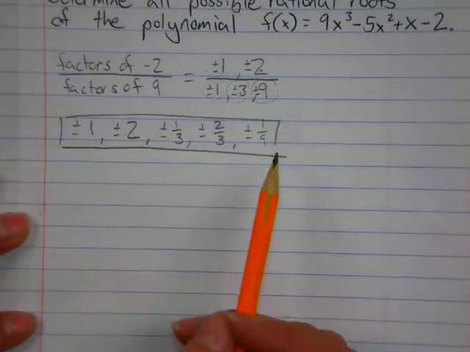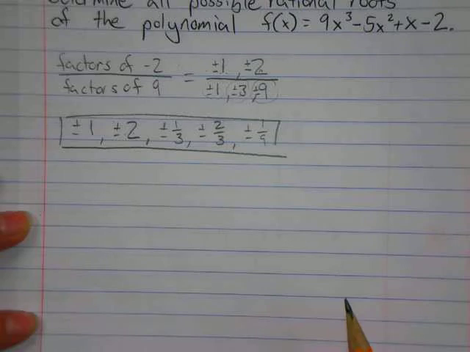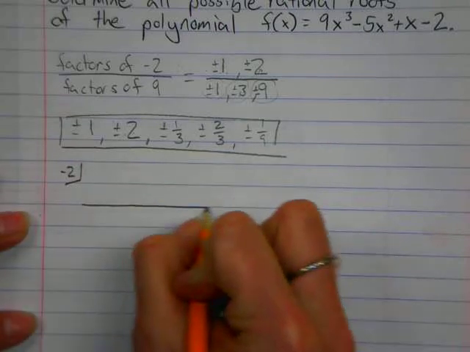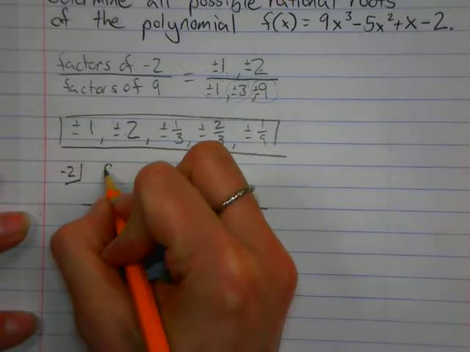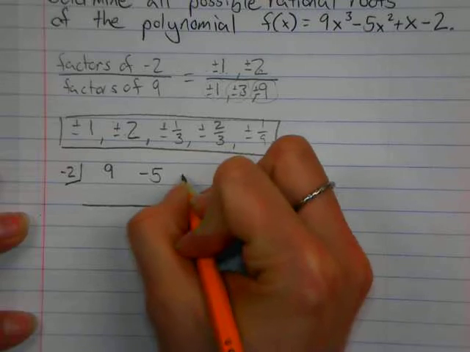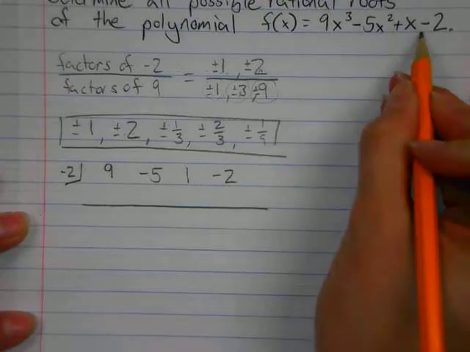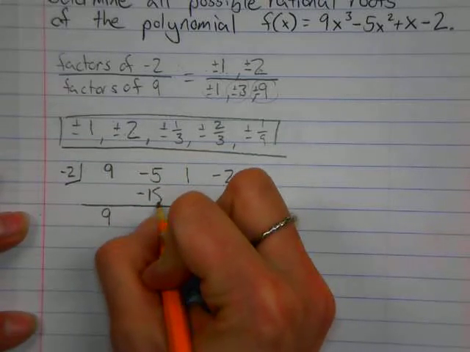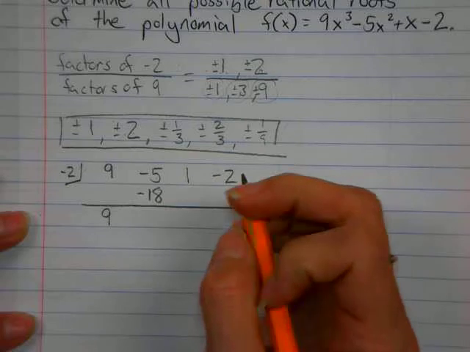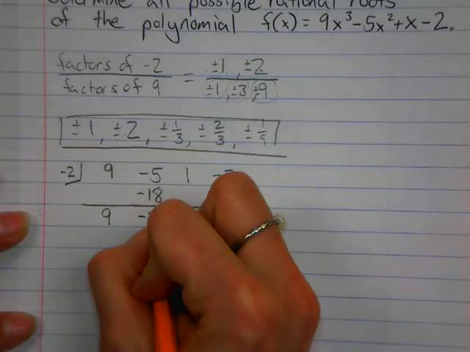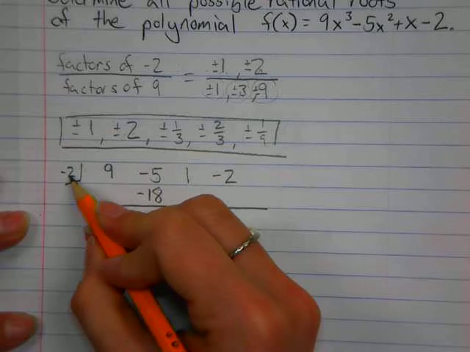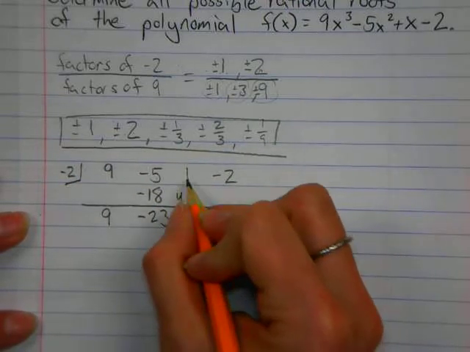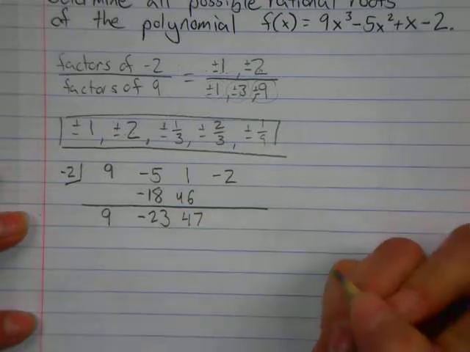So let's pick one of these numbers just to show how we could test one if we needed to. Let's say I wanted to test -2 and see if that's a root. I could set up my synthetic division and say 9, -5, 1, and -2 from my coefficients. And then bring down my 9. 9 times -2 is -18. -5 plus -18 would give me -23. -23 times -2 would be positive 46. 46 plus 1 is 47.